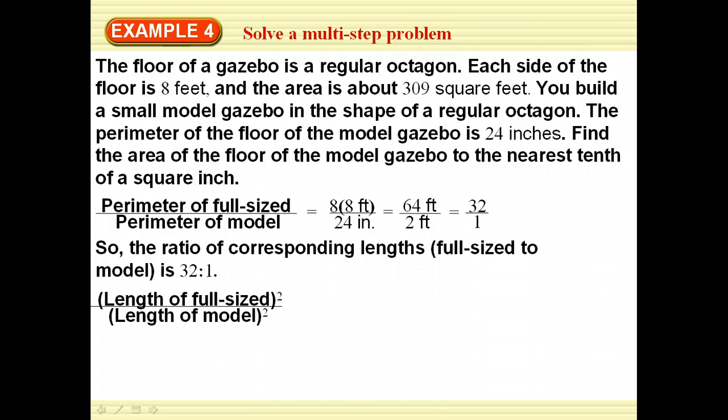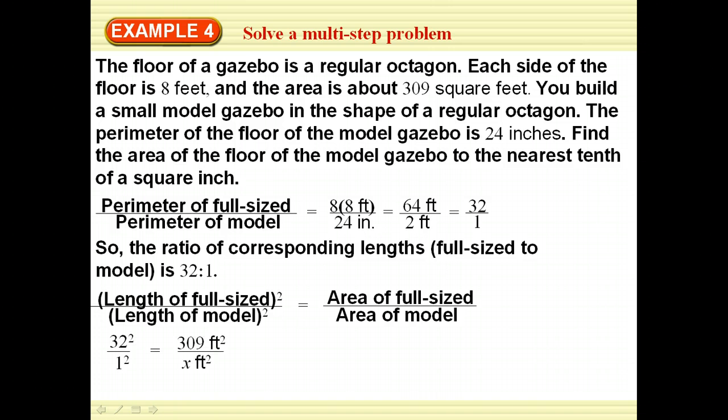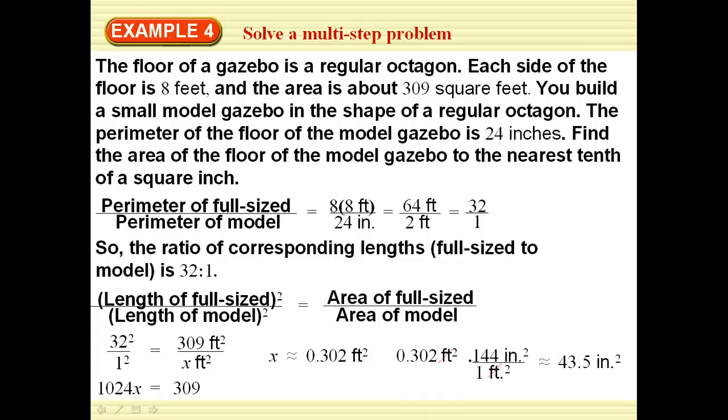So if I want to deal with areas now, I've got to square both of those. So I've got 32 squared over 1 squared is equal to the area of the full model, which is 309 square feet. And on the bottom, that's going to have to be in square feet. Even though it says to the nearest square inch, we'll have to deal with that in just a minute. I work this out, and I find that it is approximately 0.302 square feet. But remember, how many square inches are in a square foot? If there's 12 inches in a foot, then in a square foot, there would have to be 144 square inches. So I can multiply that and see that it's 43.5 square inches.